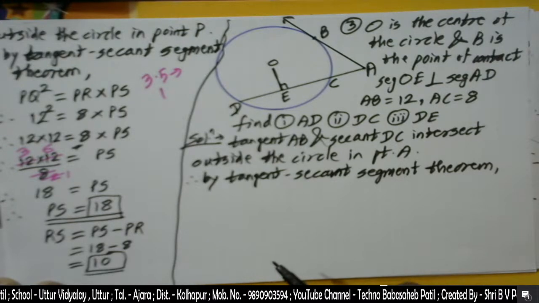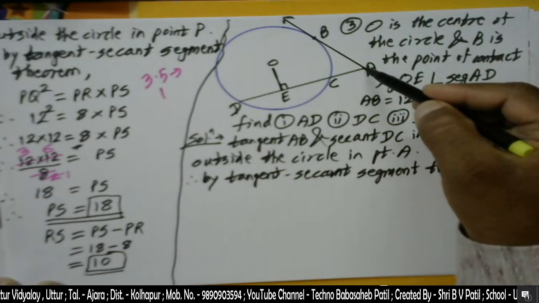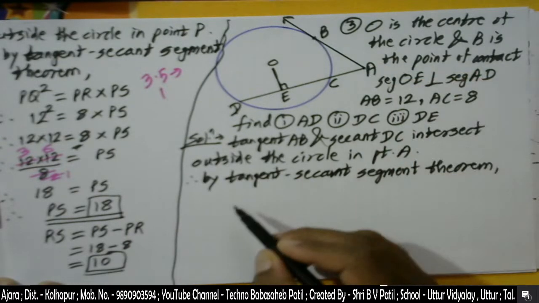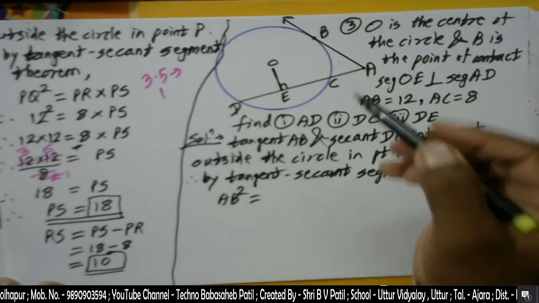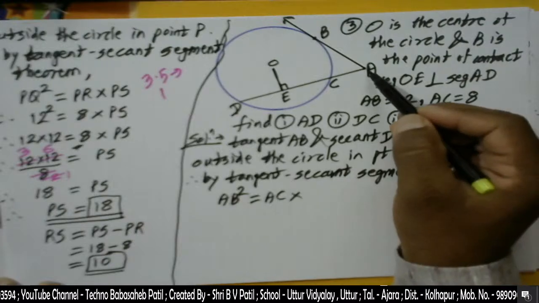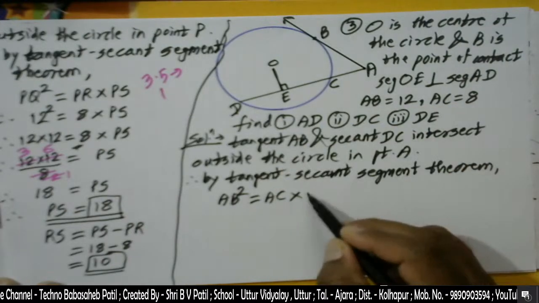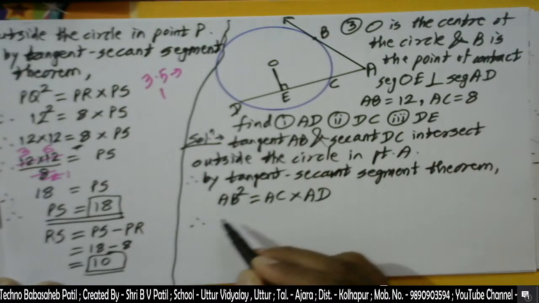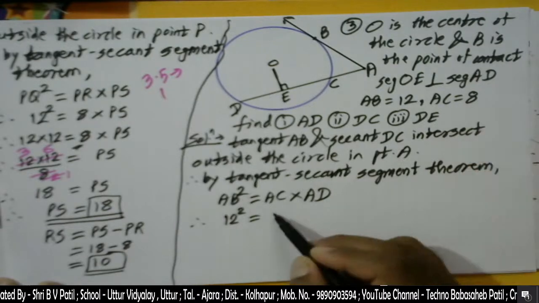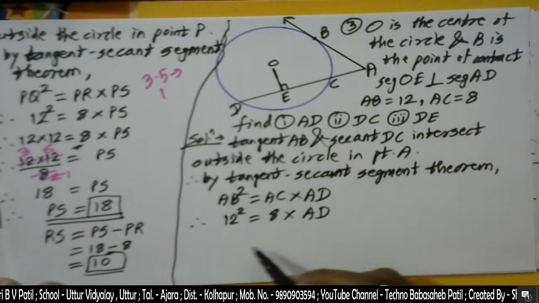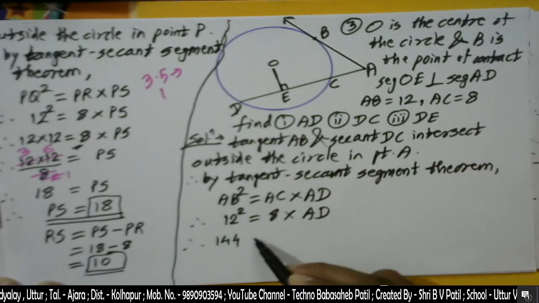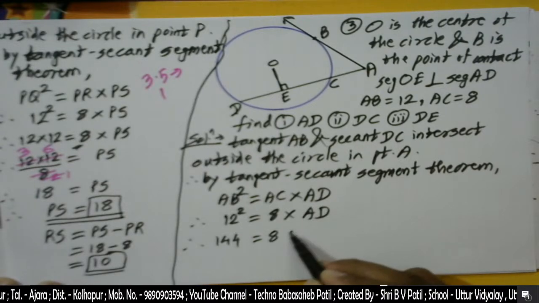by that theorem, what do we write? Tangent segment square, that is AB square, is equal to AC into AD, where D is the other endpoint. Value of AB is 12, so 12 square is equal to AC, 8 given, into AD. 12 square is 144, equal to 8 into AD.